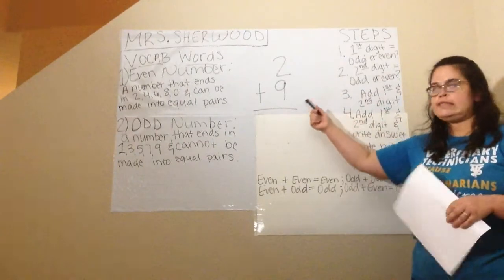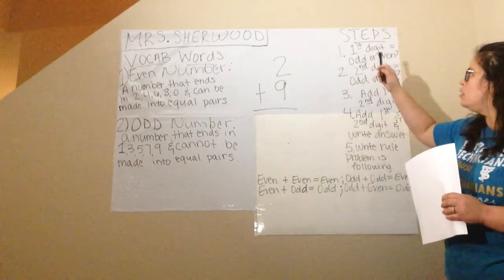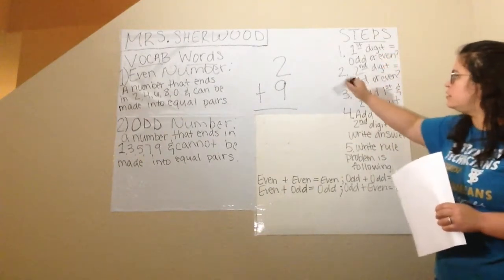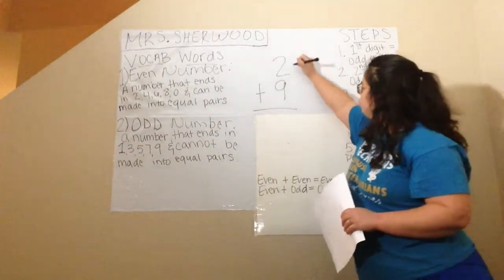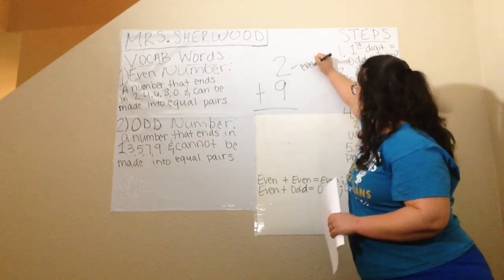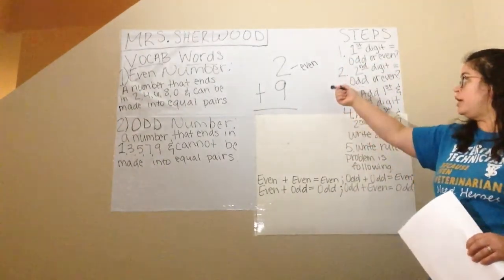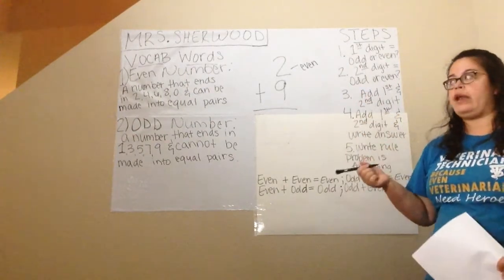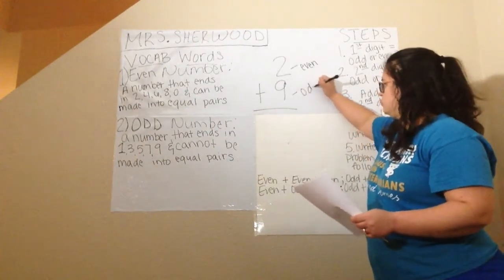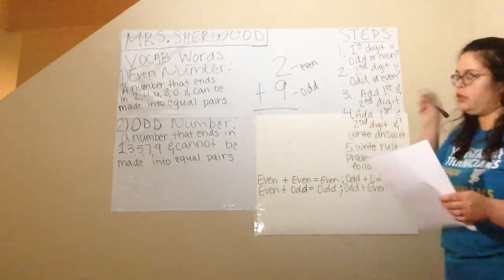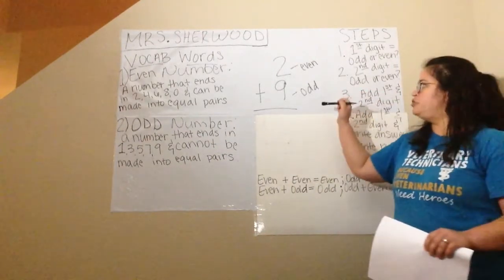So for our third example problem, I have 2 plus 9. Look at our first digit. Determine if it's an odd or an even number. 2 is an even number. Looking at our second digit, step 2, look at your second digit, determine if it's an odd or an even number. Number 9 is an odd number.